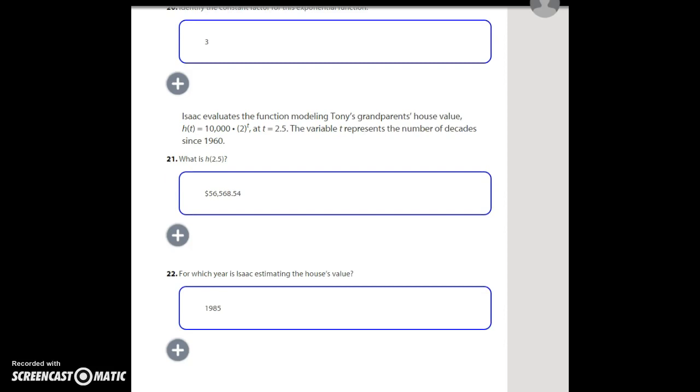Alright, for 22 here, it's saying for which year is Isaac estimating the house's value? Now this is 1985, because it started at 1960 and it's counting in decades, which is 10 years. 2 would be 20, and then another 0.5 would be an additional 5, so that's adding 25 onto 60, which gives us that 85, so 1985.